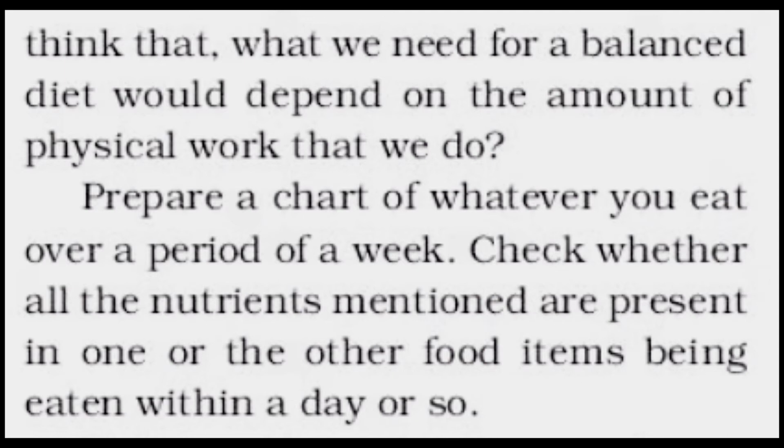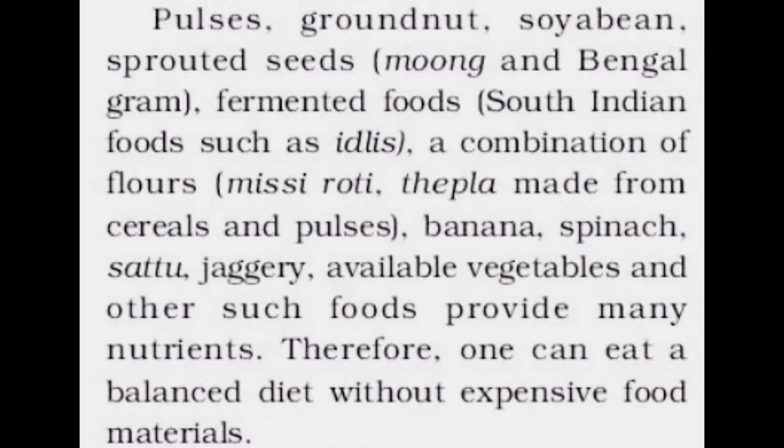Check whether all the nutrients mentioned are present in one or the other food item being eaten within a day or so. Pulses, groundnut, soya bean, sprouted seeds as in moong and Bengal gram, fermented foods as in South Indian foods such as idlis, a combination of flours, missi roti, thepla made from cereals and pulses, banana, spinach, sattu, jaggery, available vegetables and other such foods provide many nutrients. Therefore, one can eat a balanced diet without expensive food materials.